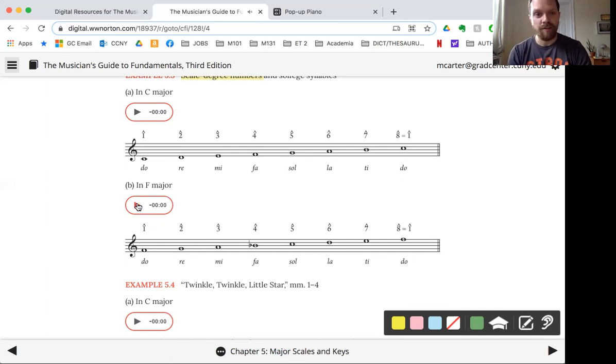The pitches are very similar to C major. What's the big difference? It's this note. C major has a B natural. See this? B natural. F major, when we do our pattern of whole and half steps, has a B flat. F to G is a whole step. Remember, whole step, whole, half, whole, whole, whole, half. F to G, whole, G to A, whole. Now we need a half step. A half step up from A is not B, but it's B flat.